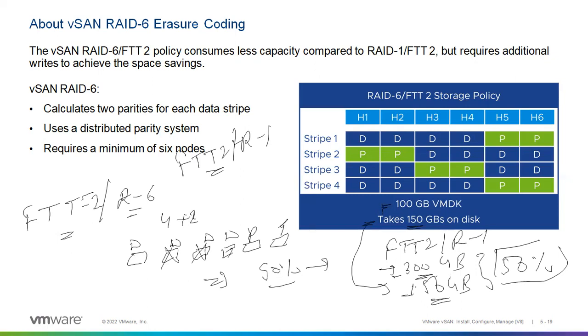So at that point of time, somewhere you have to negotiate. Negotiation is on the space side. If you are trying to achieve performance, then you have to give more space. And if you say, actually, I am okay with the performance I am getting, but somewhere I want to optimize my storage, then you can apply FTT1 RAID 5 with the erasure coding, or FTT2 RAID 6. Okay. So as of now, these are the set of policies available.